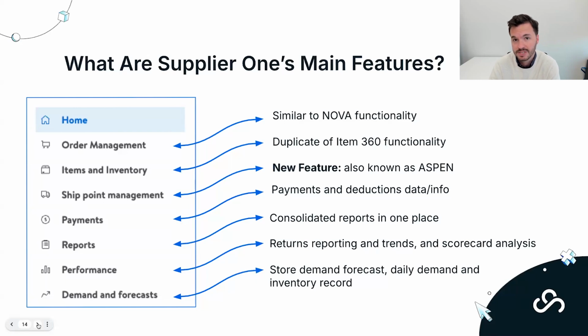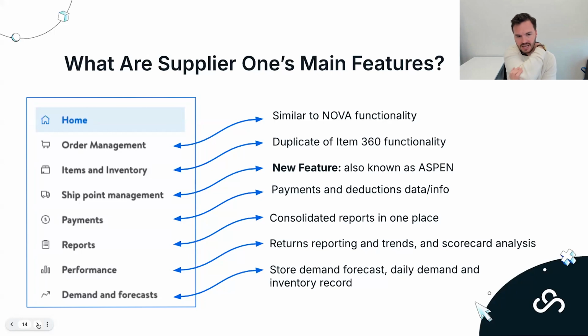But yeah, that's kind of the state of things. Item 360 was really big. It was so important, and now it's gone. So that is in items and inventory, which is your second little item there on the sidebar. Ship point management, which was Aspen. You've got payments, so that's payments and deductions data and info.